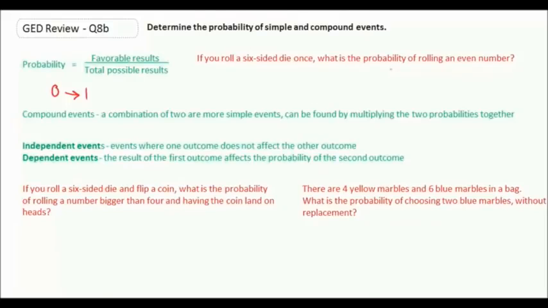Well, if we have a 6-sided die, that means the total possible results are 6, because you can get a 1, a 2, a 3, a 4, a 5, or a 6. Well, even numbers would be 2, 4, and 6. So those would be the favorable results. So we could have 3 possible good things over 6 total results, which means our probability is 1/2.